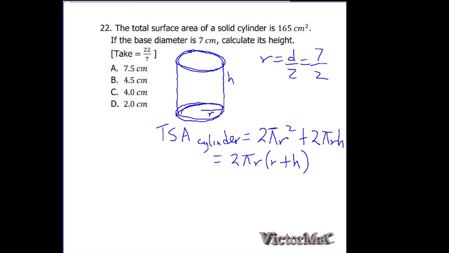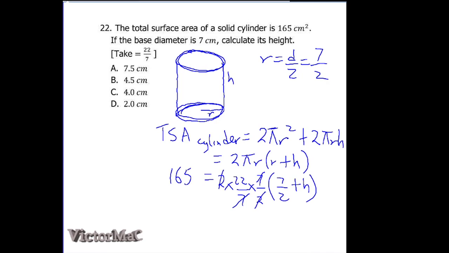So let's substitute. Our pi has been given as 22 over 7. The radius is 7 over 2. Then 7 over 2 plus h. Don't forget, the total surface area is given as 165 centimeters squared. So 7 here cancels 7 on the right. 2 also cancels 2 on this right hand side. Okay? So what do we have next now?